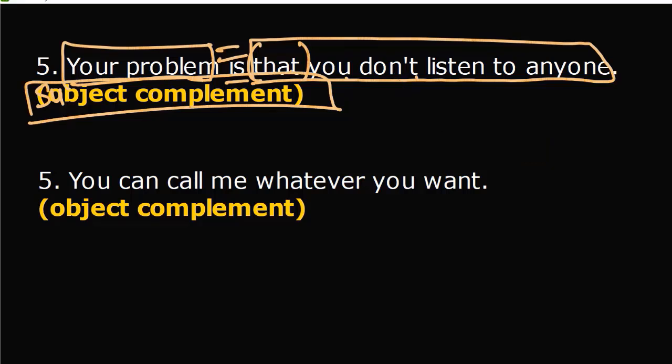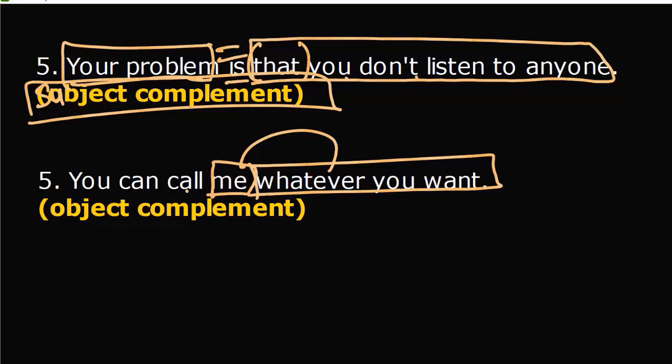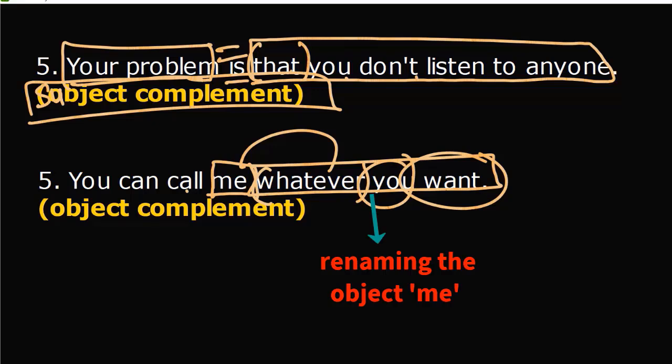Last, object complement. It can also function as the object complement. Example: you can call me whatever you want. You can call me what? Whatever you want. So whatever is the conjunction, you is the subject, want is the verb. So whatever you want is a dependent clause functioning as a noun, working as the object complement. So just like a regular noun, a noun clause can also function as the subject, object of a verb, object of a preposition, subject complement, and object complement. We just have seen that.